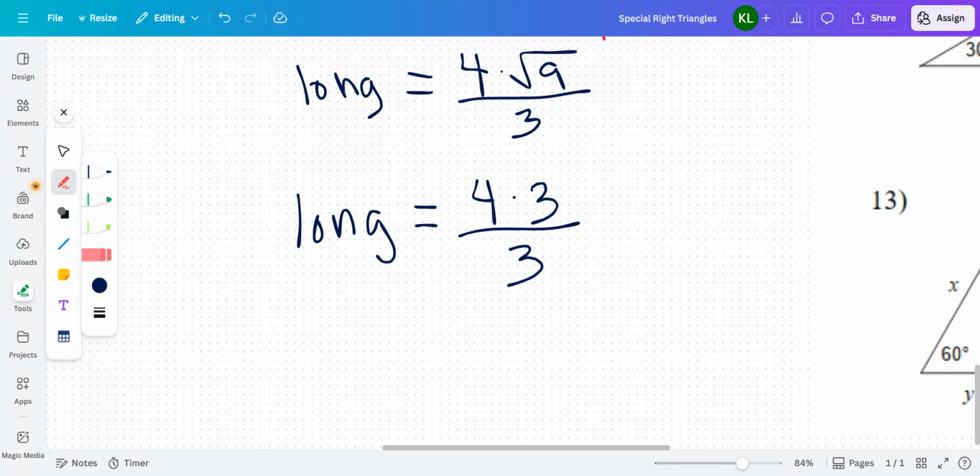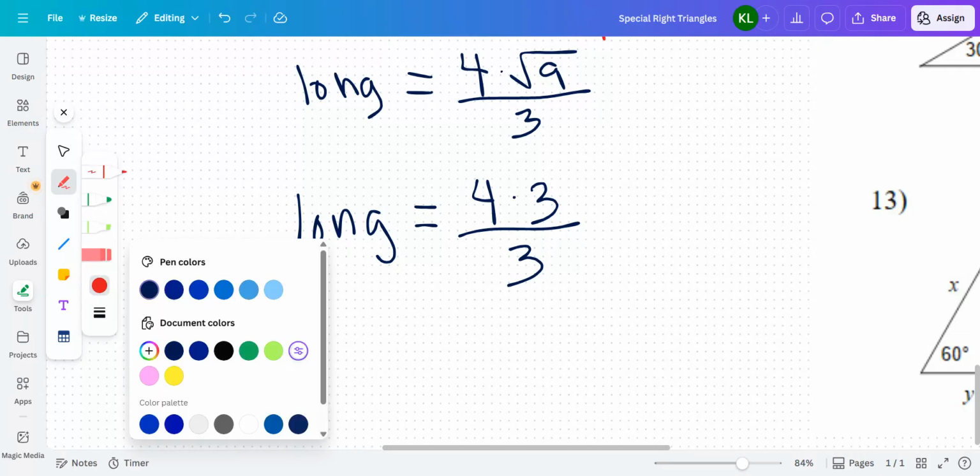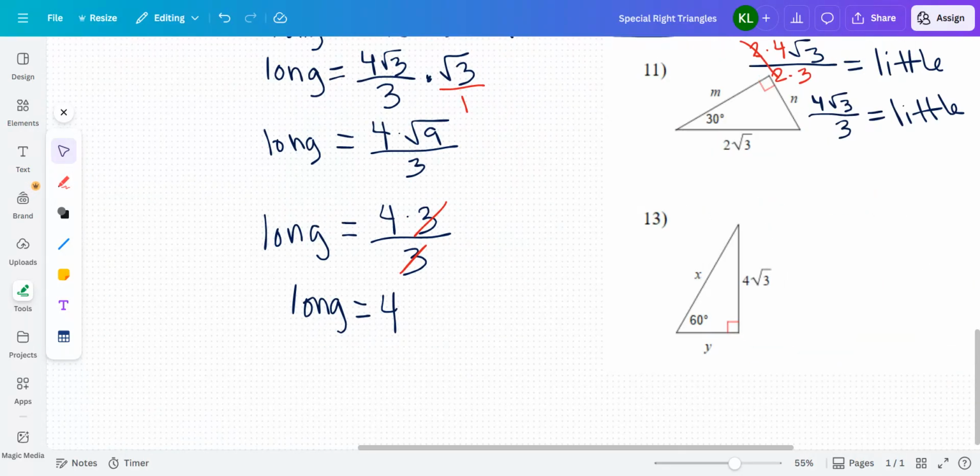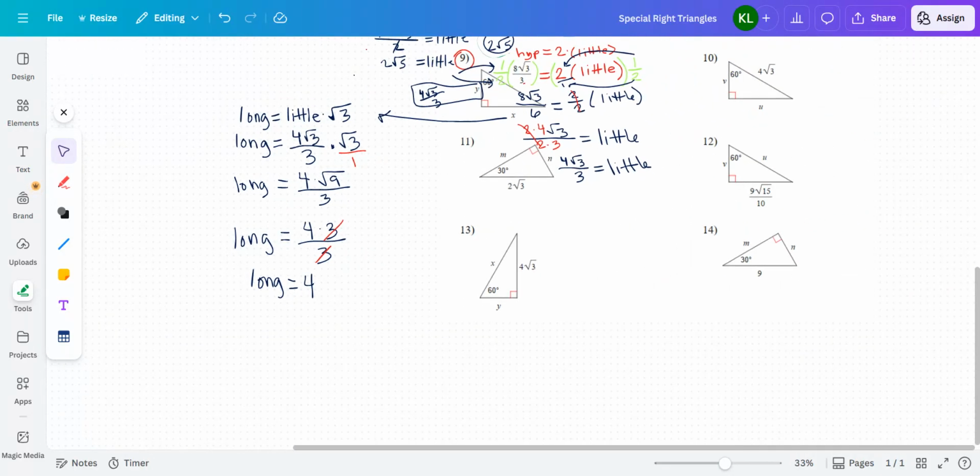I could multiply 4 and 3 together to get 12 and then simplify that. 12 divided by 3 is 4. But instead of doing that, I am going to just show that anything divided by itself will simplify to 1. So I know that that long leg is simply 4. Now my notation is not appropriate here, with me just saying long and little. Hopefully it sends the message clear enough though.